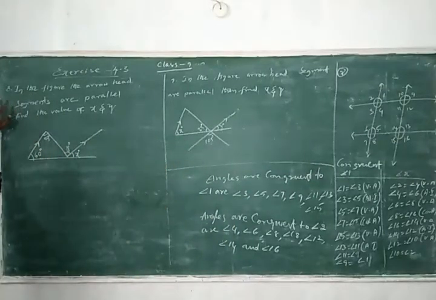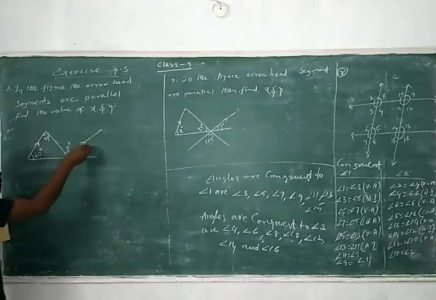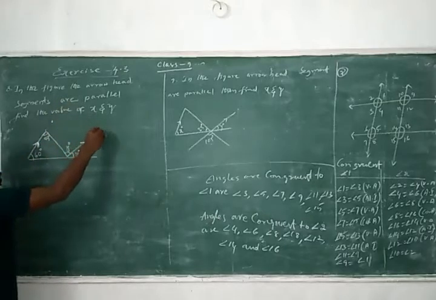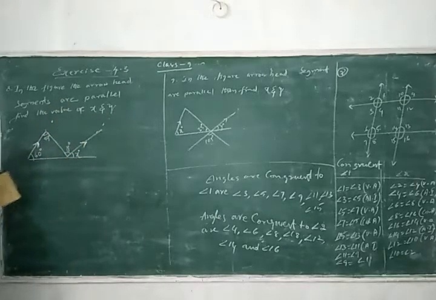In the figure, the arrowhead segments are parallel. Find the value of x and y. So arrowheads mean these two lines with arrowheads are parallel. Now with these two parallel lines, find x and y from the figure.